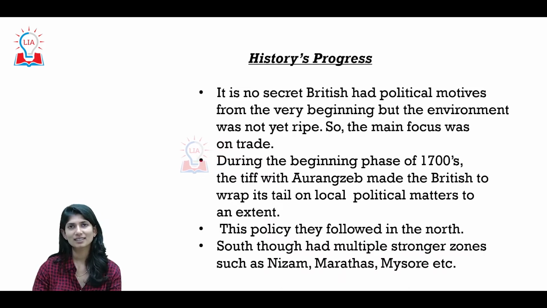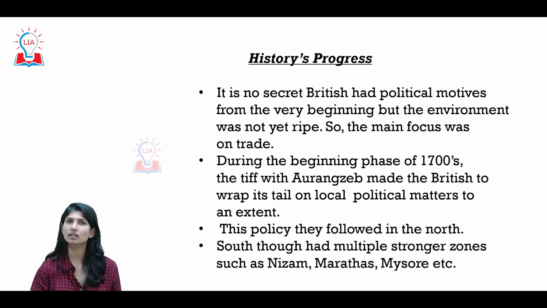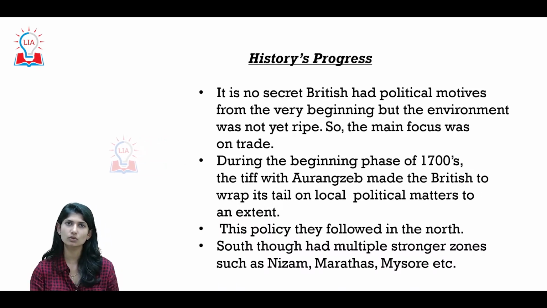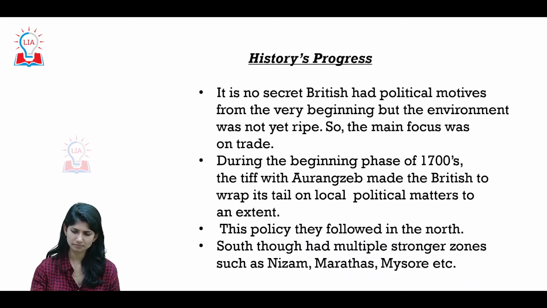So they tried to stay away from the northern parts in terms of political meddling, and their usual sticking up was down south. That is how they entered the Carnatic region. To an extent, they confined themselves to the southern regions in terms of meddling. During the beginning phase of the 1700s, the tiff with Aurangzeb made the British wrap up their tail on local political matters to an extent. This is the policy they followed in the north.